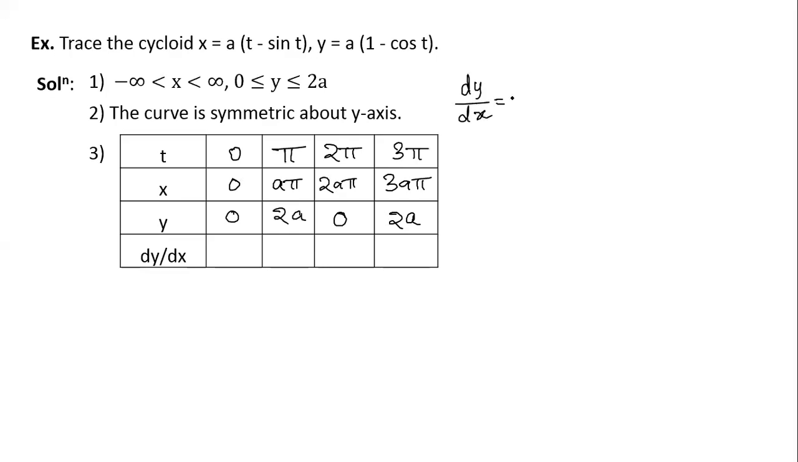Let us find dy by dx here. dy by dx is equal to dy by dt upon dx by dt. So dy by dt is a times sin t, and divided by dx by dt, which is a times 1 minus cos of t. So at t equal to 0, we are getting 0 by 0, if I am correct.